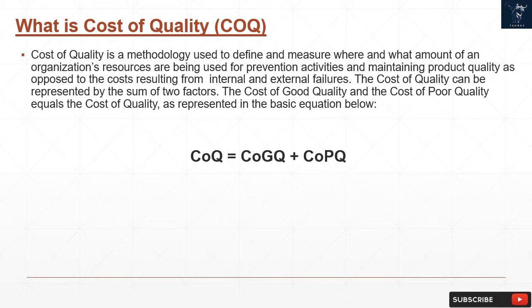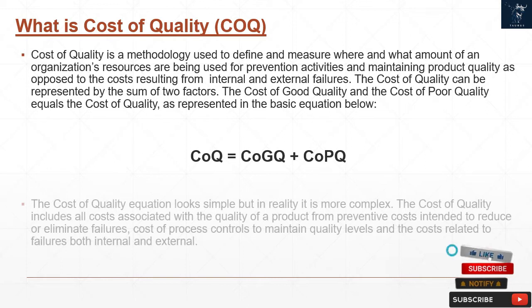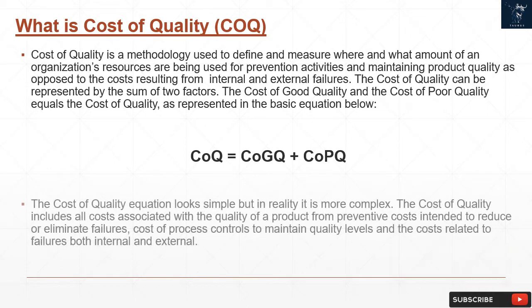The cost of quality equation looks simple, but in reality it is more complex. The cost of quality includes all costs associated with the quality of a product, from preventive costs intended to reduce or eliminate failures, cost of process controls to maintain quality levels, and the costs related to failures, both internal and external.